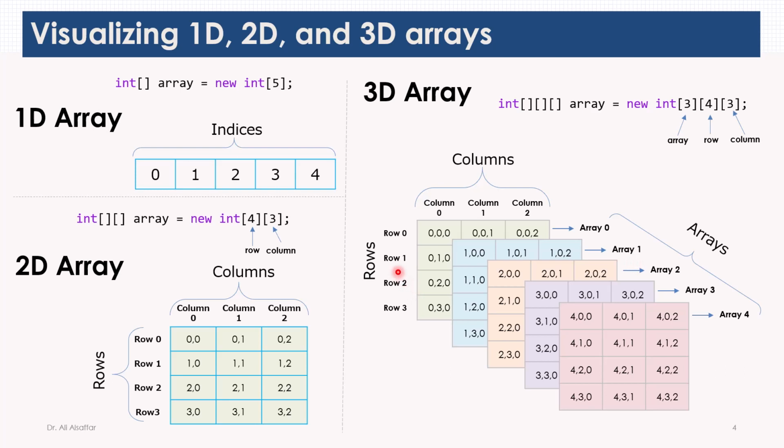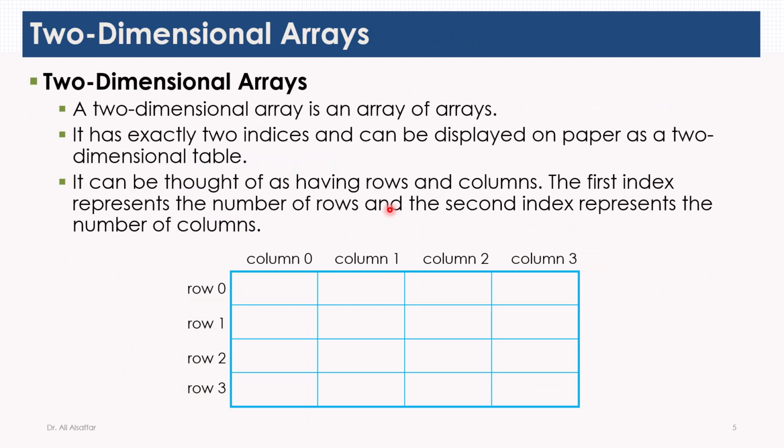After understanding how to visualize one-dimensional arrays, two-dimensional arrays, and three-dimensional arrays, we would like to discuss in more detail two-dimensional arrays as a special case of multi-dimensional arrays. For two-dimensional arrays, we have already mentioned that it has exactly two indices and can be displayed on paper as a two-dimensional table, similar to this table, that it has a number of rows and a number of columns. Also, we mentioned that it can be thought of as having rows and columns.